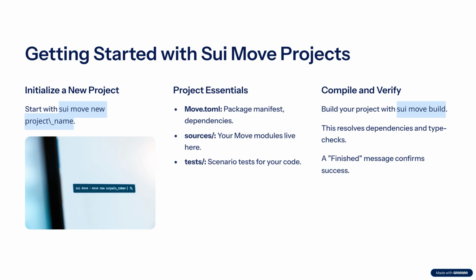Third, a tests/ folder for scenario tests that the CLI will run in a bespoke VM. Compile the skeleton with sui move build. The command resolves dependencies, type-checks, and emits bytecode under build/. A green finished confirms the compiler, manifest, and standard library are in sync. From this point forward, every new module is just another .move file in sources/.